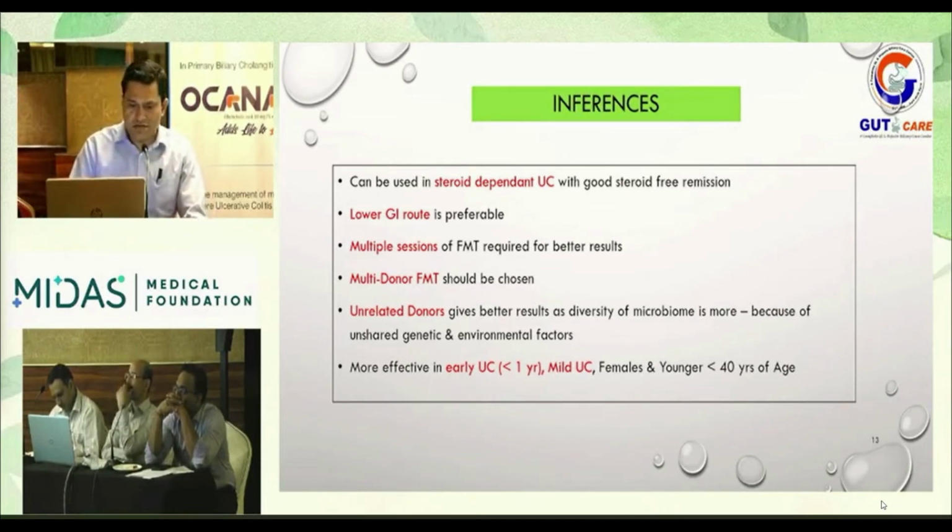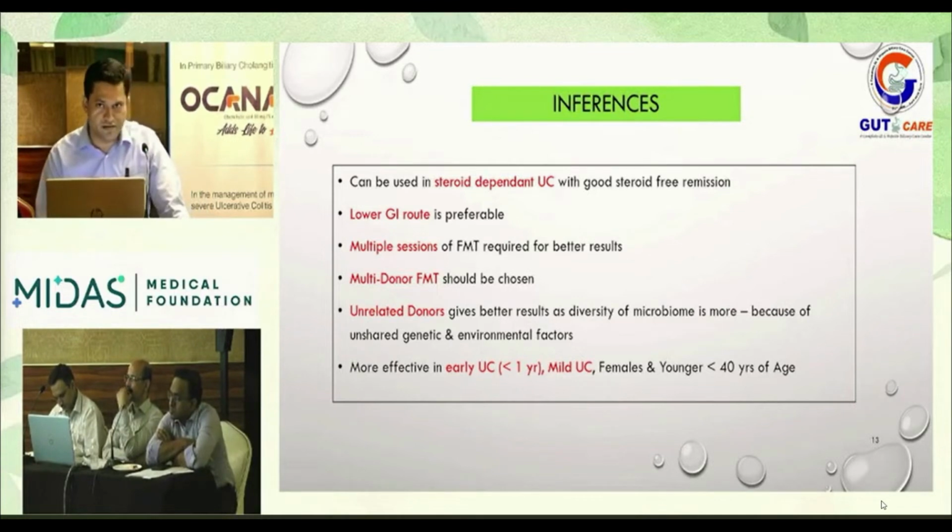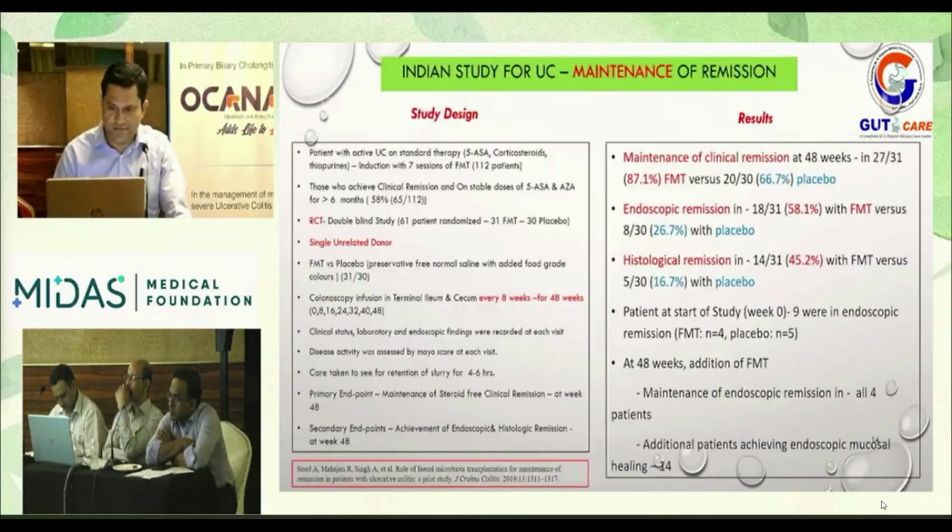Again, multiple sessions, multiple donor FMT is confirmed considering the two types of studies, and unrelated donors give better results, as diversity of microbiome is more because of unshared genetic and environmental factors. So they further analyzed their study and they found that it is effective in early UC, mild UC, females and younger than 40 years of age.